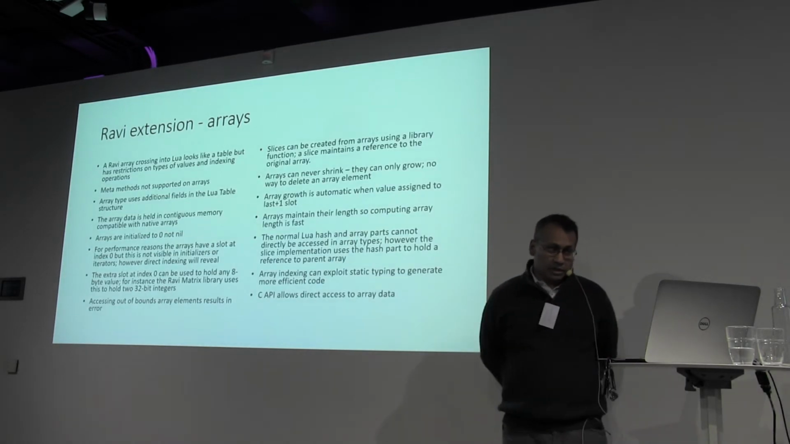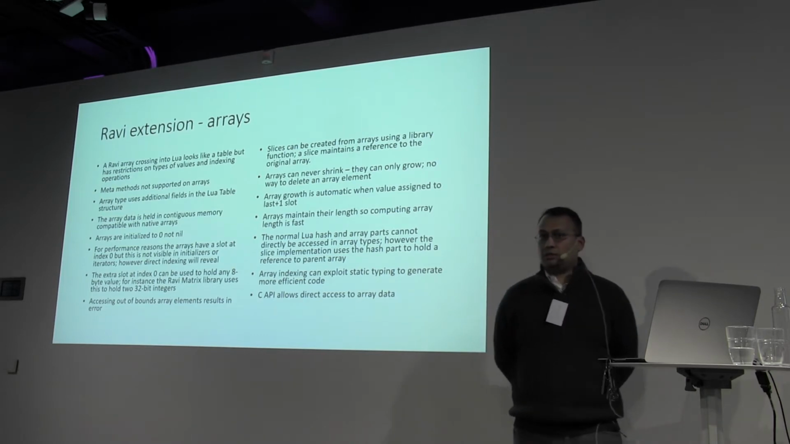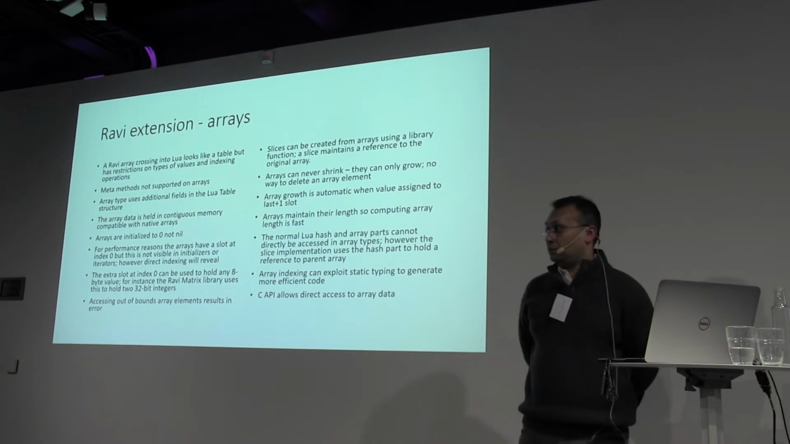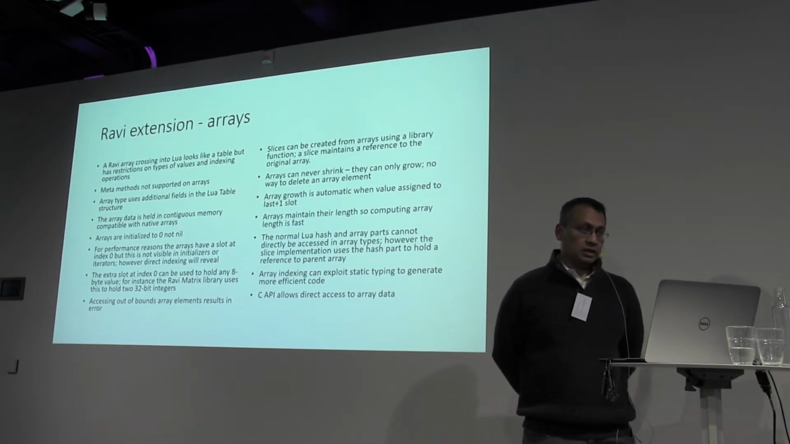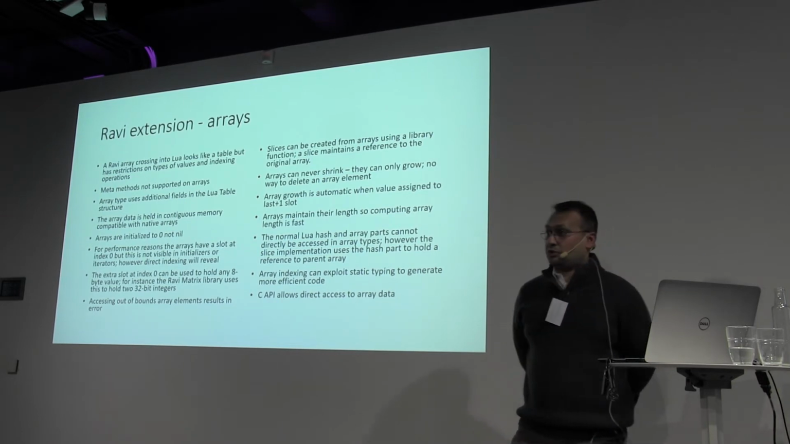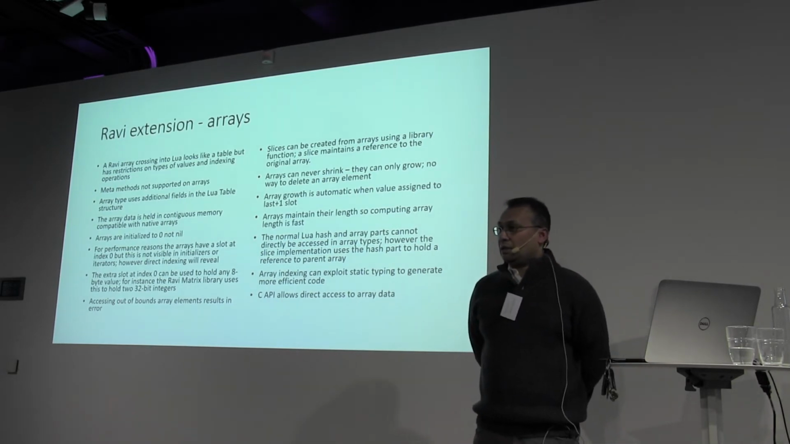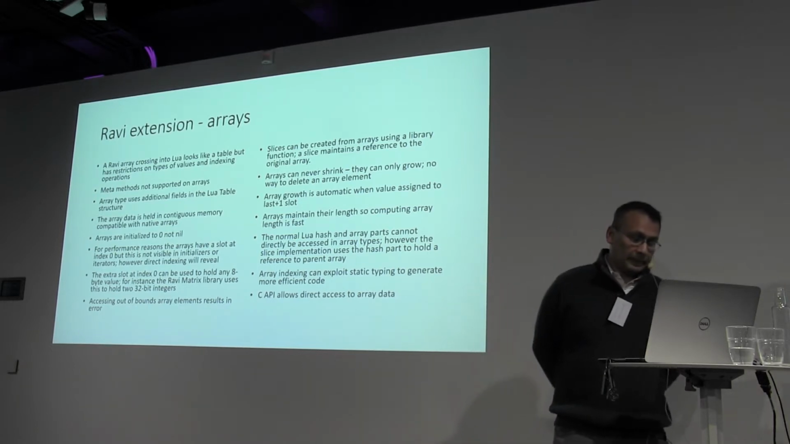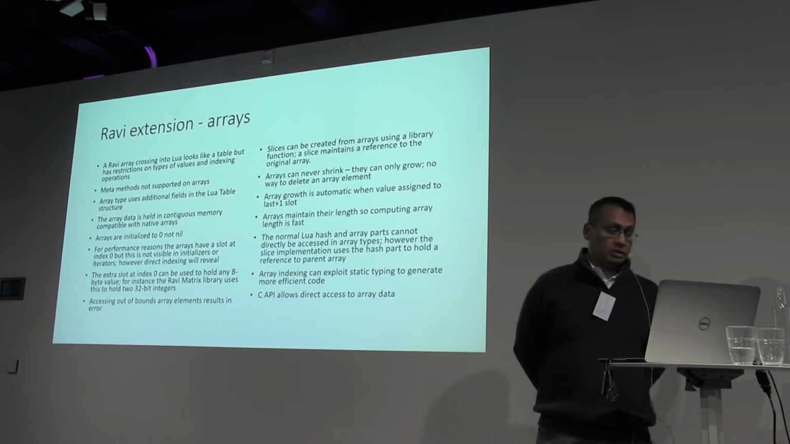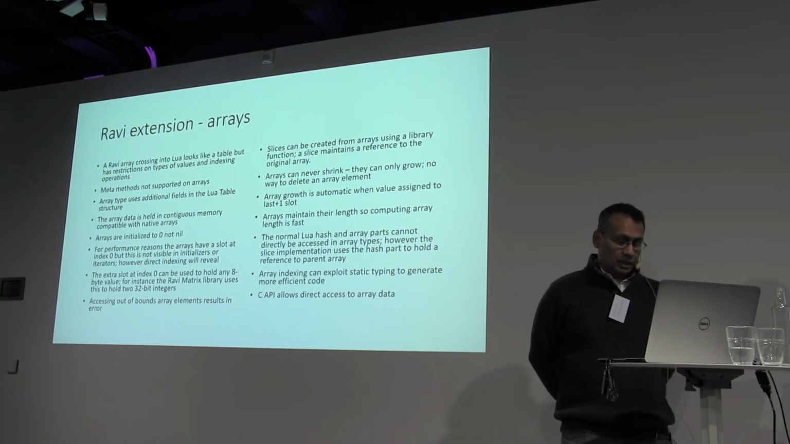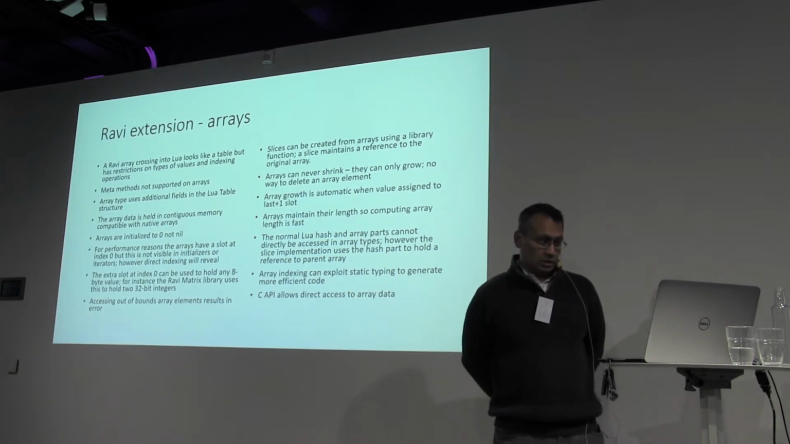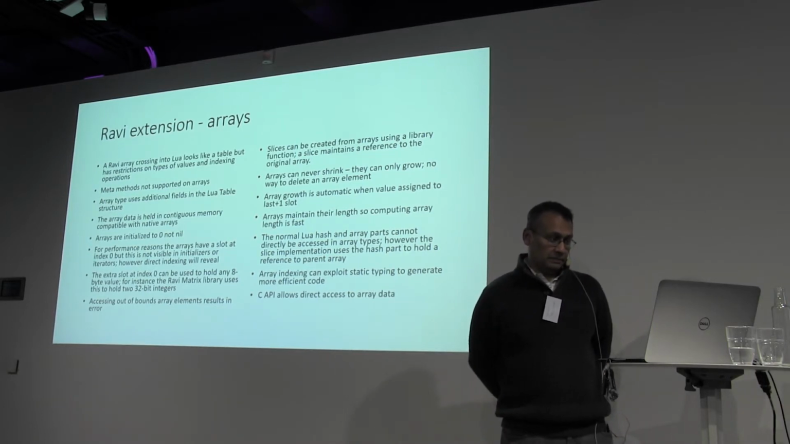Right, so what are these arrays? So these arrays, they look like tables. They're basically extensions of the table type. So they look like tables, and if you pass an array to a Lua function, it looks like a table. But there are some restrictions. You can't assign the wrong type of value to the table, and so on. You can't do meta methods on these arrays, even though they are table subtypes. They have additional fields in the Lua table structure. I'll show that in a minute.